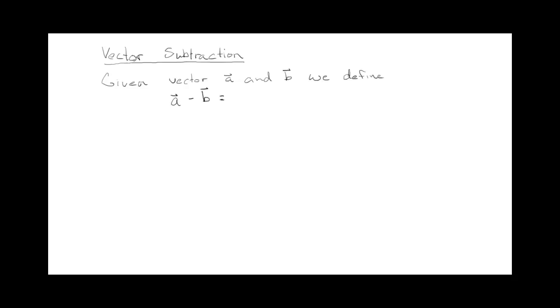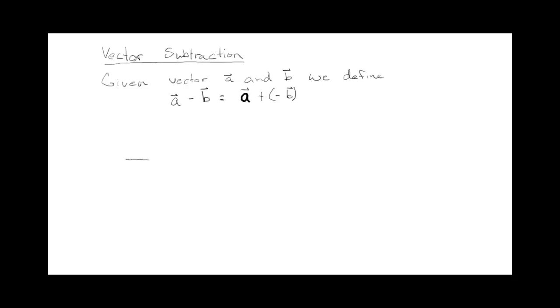Okay, in this video we're going to look at vector subtraction. So how do you subtract two vectors? If we're given two vectors a and b, then we define a minus b, or vector a minus b. All you do is you define it in terms of vector addition. The way you subtract a minus b is that's the same as a plus negative b, which, remember, is the opposite of b. So that's how you define vector subtraction.